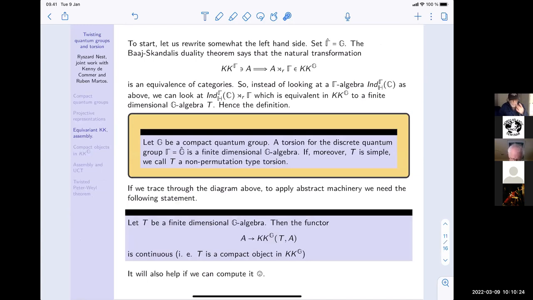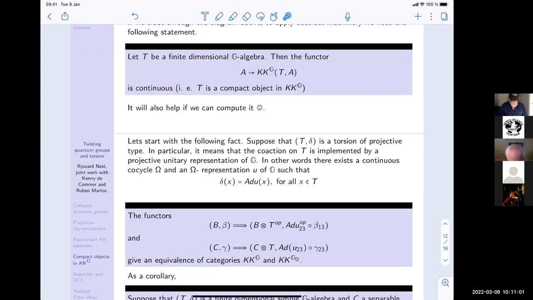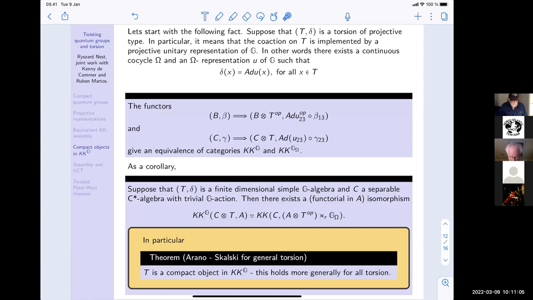So what I really need is, if I have this finite dimensional G algebra, now G is my compact quantum group, I need to know that this functor is continuous. So it maps countable direct sums of C*-algebras to direct sums of abelian groups. So T is called a compact object, in the language of category theory. And of course it helps if we can compute it, right? Because if we can compute it, we can compute this one, so we can compute this one. So let's say something. Yes, so there is this theorem of Arano and Skalski: in general, for non-permutation torsion, these finite dimensional G algebras are compact objects. I will explain to you how it looks. Actually, it's very natural for these non-torsion things, which is the following one. So suppose I've got this torsion here.